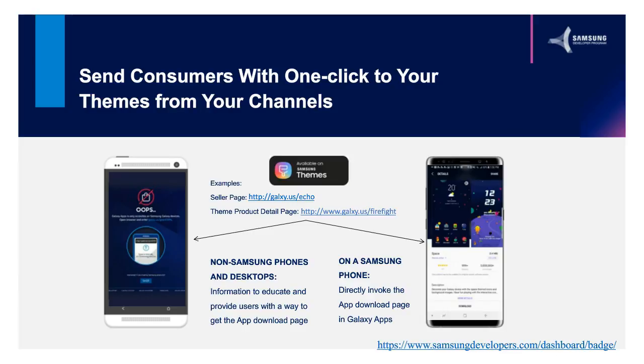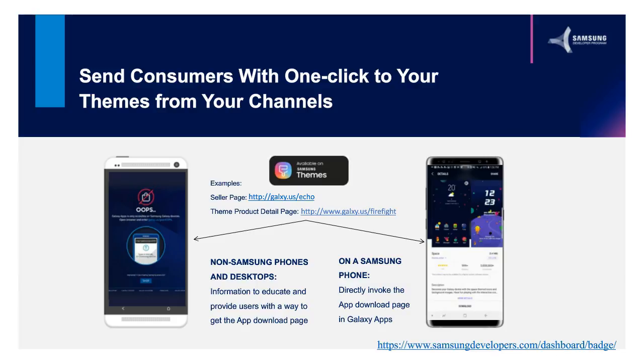So I have a few examples here from EchoVisuals, their seller page, and one example of a per theme product page. When you punch those URLs into your phone, you'll be sent to the product page or the seller page. That's the way that, regardless of what tool you use, Facebook, Twitter, and so forth, you can then send consumers from your channels to the store with one click, and then they can purchase the content. It's very similar to a short URL service that creates a link.